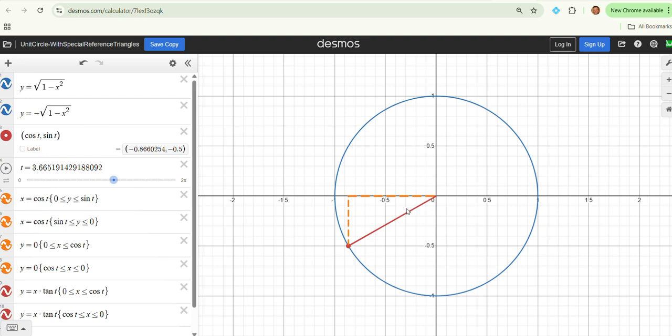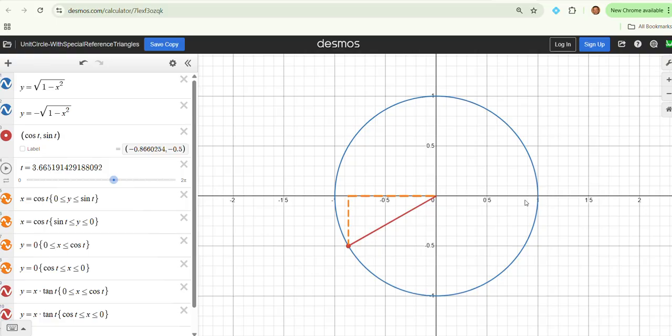This is a 210 degree rotation. That's 7 pi over 6. If you were to multiply pi by 7 and divide by 6, you would get this number, 3.665 and so on, which is basically the decimal approximation of 7 pi over 6.